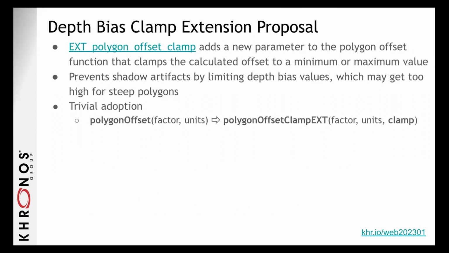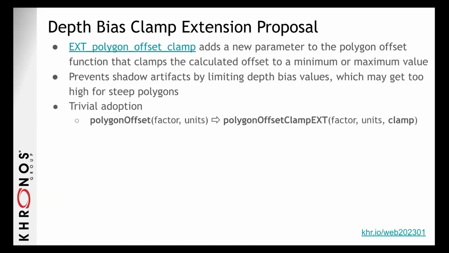Another exciting extension, also proposed by Alexei, is Polygon Offset Clamp. And this basically helps your shadow maps get better quality at the edges where the steepness of your polygons may be really high.